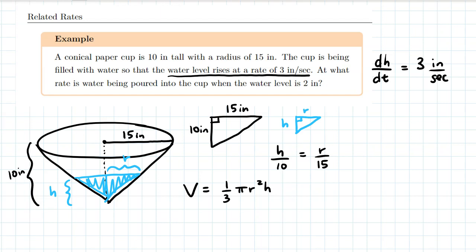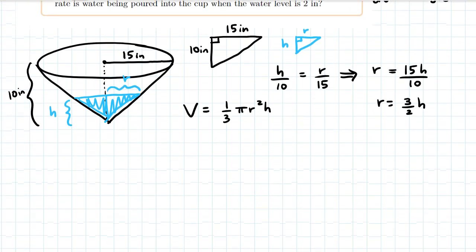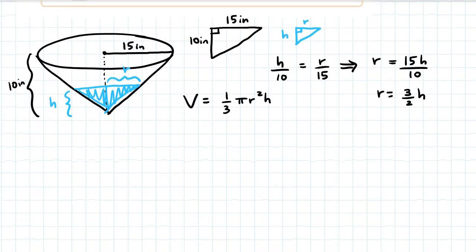So I'm going to take the equation that we had earlier and solve it for r. If I multiply both sides by 15, I get that r equals 15 times h over 10. And if we reduce that, we get r is equal to 3/2 h. Now I want to plug that into my volume formula and replace r.